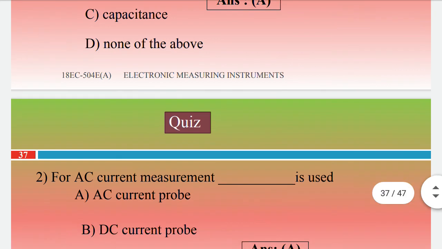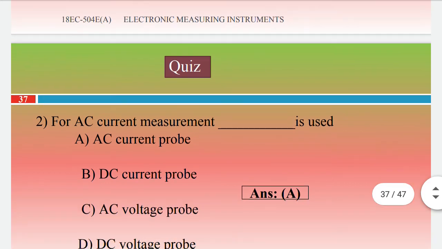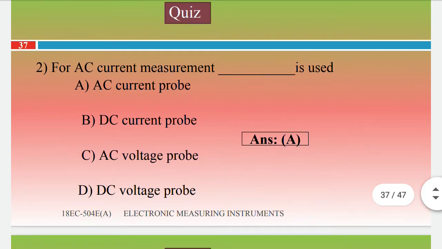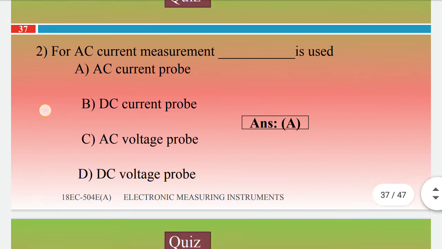For AC current measurement, dash probe is used. A AC current probe, B DC current probe, C AC voltage probe, and D DC voltage probe. The correct answer is AC current probe. Hence the answer is A.